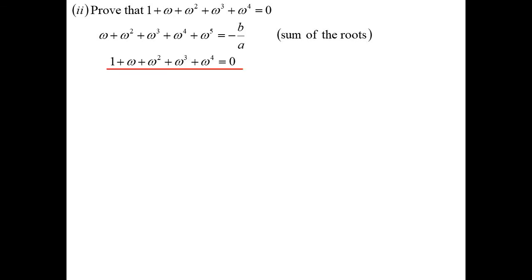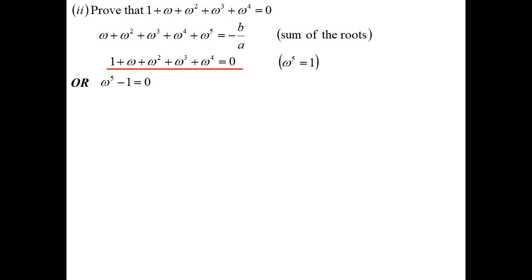Okay, different ways of thinking about this. They're the roots. Remember, we just found that if omega is a solution, so are omega squared, cubed, 4, 5. So I can say the sum of the roots is minus b on a. Well, our equation, z to the power of 5 minus 1 equals 0, has b equal to 0. And I know omega to the power of 5 is equal to 1. So therefore, 1 plus omega squared plus omega cubed plus omega to the power of 4 must equal 0. That's one way we could do it.